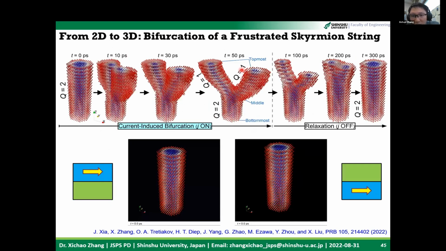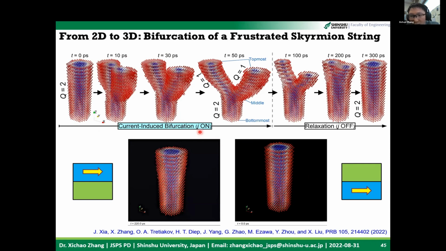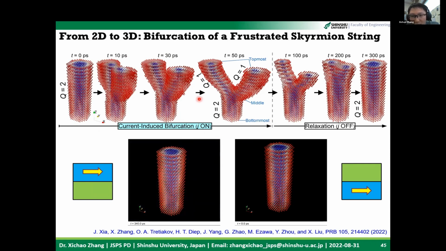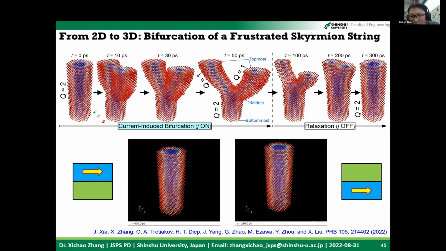So what is more interesting is that if we only apply the pulse current to the top half or bottom half of the multilayer, the spin torque will drive the skyrmions in the top half or bottom half of the multilayer into the dynamic transformation. And due to the interlayer exchange coupling between adjacent magnetic layers, you will find that the skyrmion string with a skyrmion number of 2 can be bifurcated into a Y-shaped skyrmion string where the 2 branches carry the skyrmion number of 1.